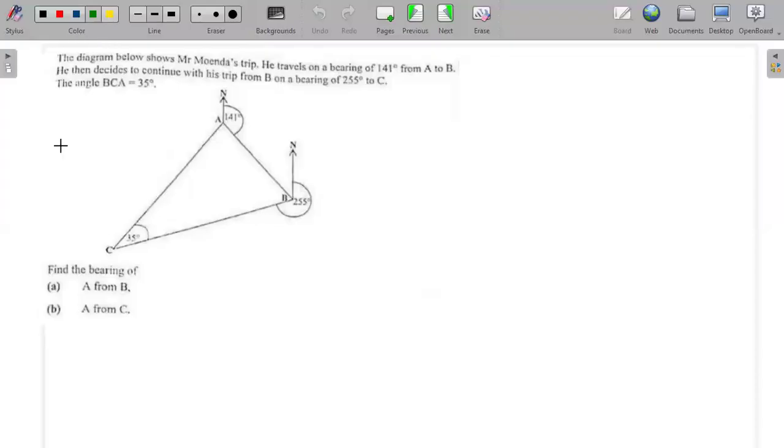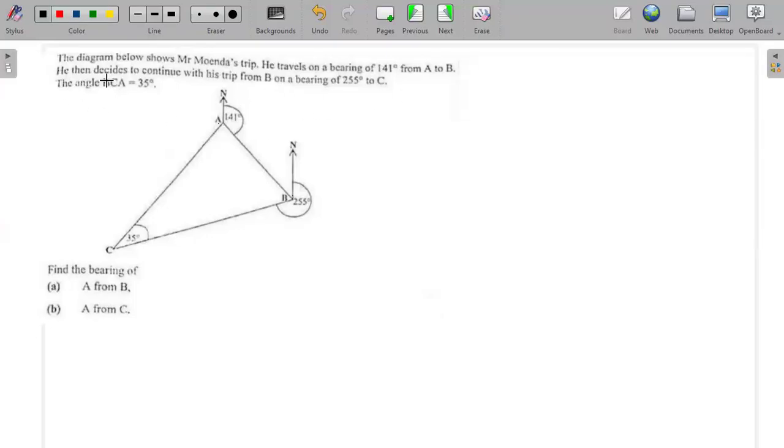Right. So in today's class, we're going to be looking at bearing, and we have a few questions to help us to understand that. The first one reads: the diagram below shows Mr. Mwenda's trip. He travels on a bearing of 141 degrees from A to B. So from A to B, he travels on a bearing of 141 degrees.